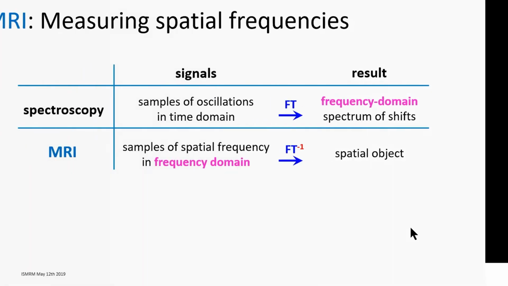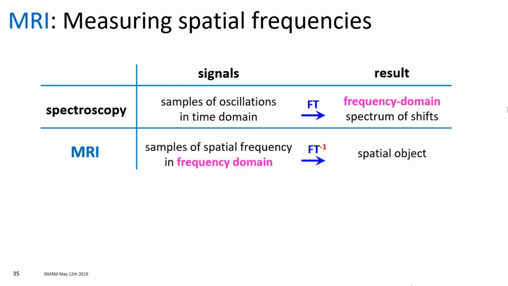So in MRI, we're measuring spatial frequencies, and this is one of the differences between magnetic resonance spectroscopy and magnetic resonance imaging. So in spectroscopy, we are measuring samples of the oscillations in the time domain, and do a Fourier transform to get the frequency domain spectrum of chemical shifts. Whereas in MRI, we are sampling the spatial frequencies, and we put these in the frequency domain, and that's what we're putting into k-space. Then we do an inverse Fourier transform to get an assessment of what's in the scanner, the spatial object.